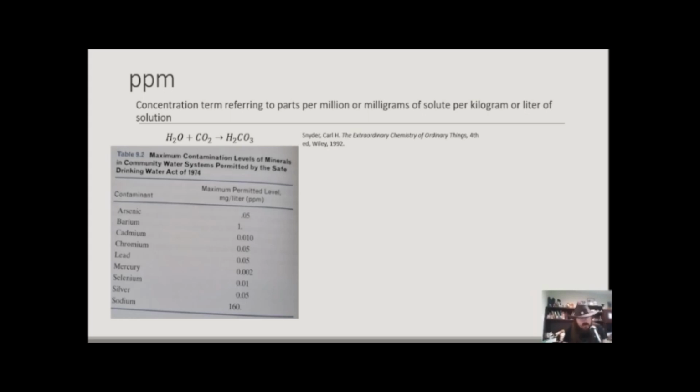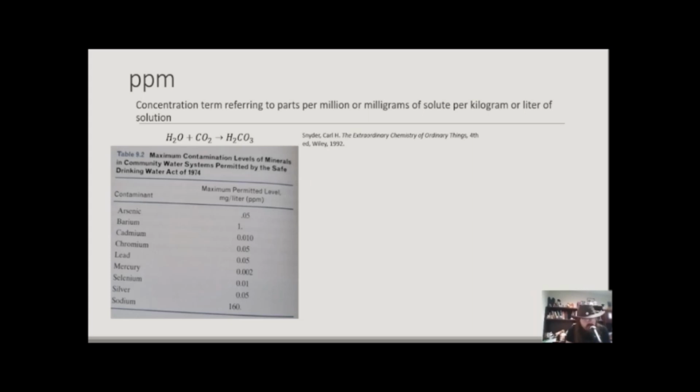So with that in mind, Congress passed the Safe Drinking Water Act of 1974 that essentially tested for and tried to limit certain common contaminants. That's saying like, oh, arsenic, we're only going to allow 0.05 ppm. Barium, we can limit to 1. Cadmium, 0.01. Lead, 0.05.